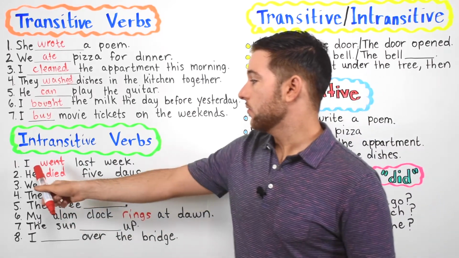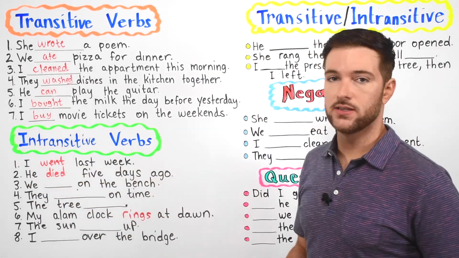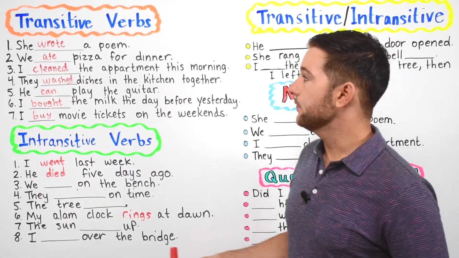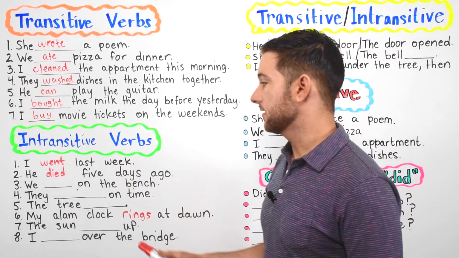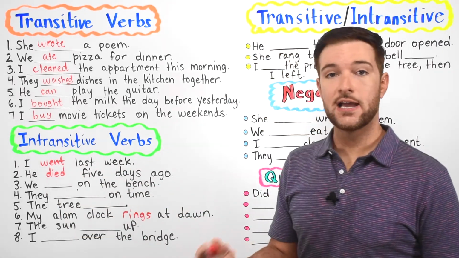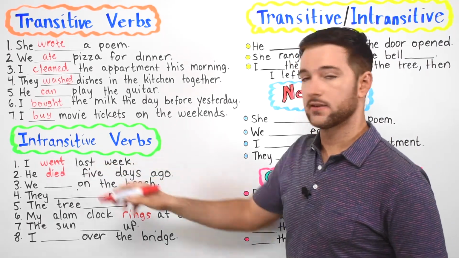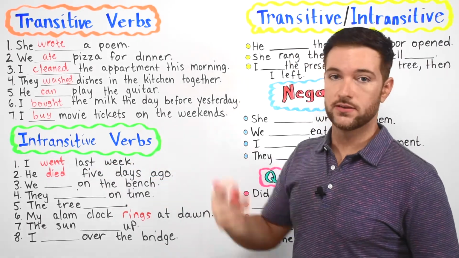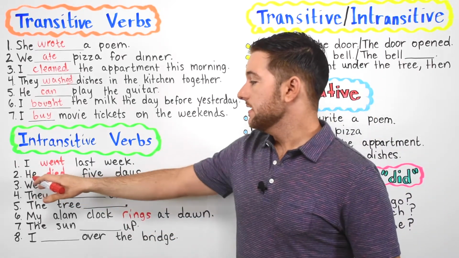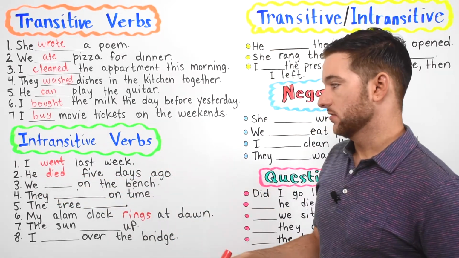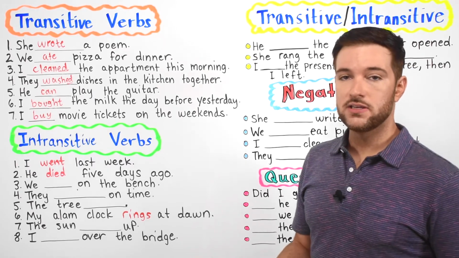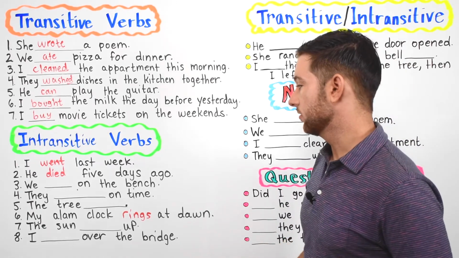Okay? Number one, I went last week. I went last week. Okay? So it's like, I went last week. J'y suis allé la semaine dernière. Right? I went last week. Number two, he died 5 days ago. So he died 5 days ago. Il est mort il y a 5 jours.